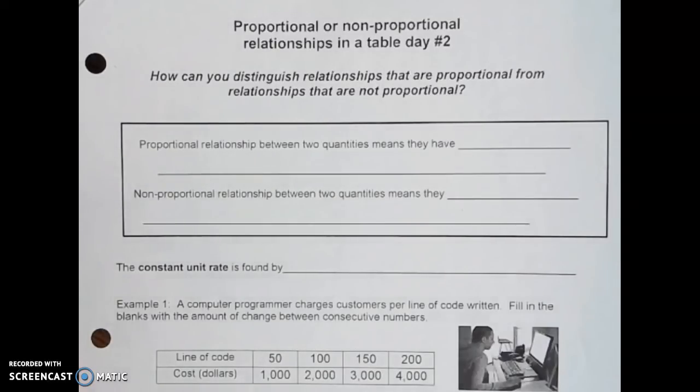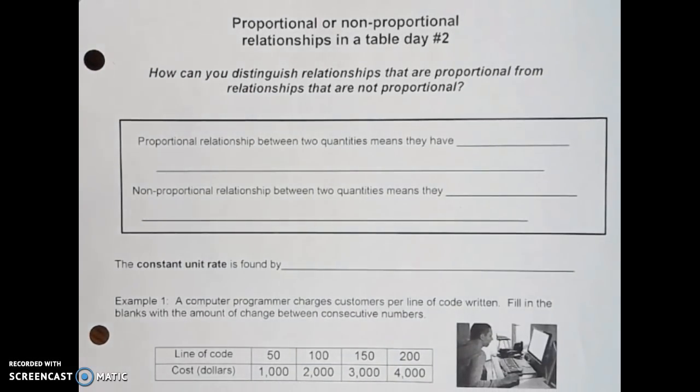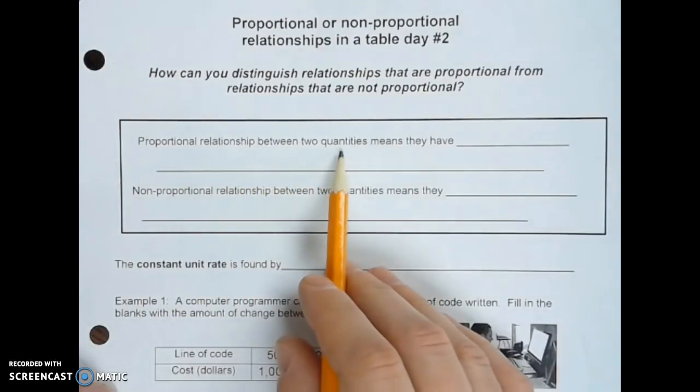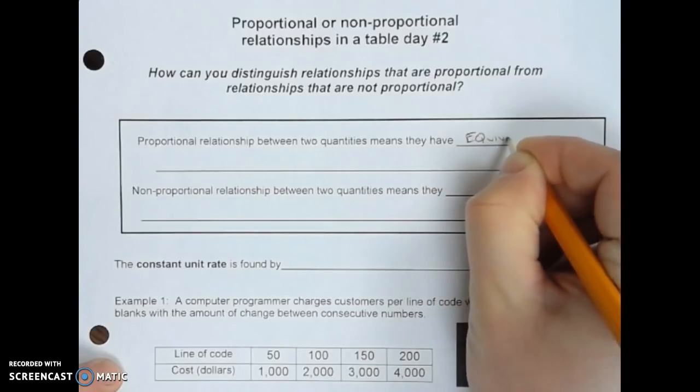In our lesson today, we're going to continue looking at proportional and non-proportional relationships in tables. We have to ask ourselves, how can you distinguish relationships that are proportional from relationships that are not proportional? And in the box, we need to remember that proportional relationships between two quantities means that they have equivalent ratios.